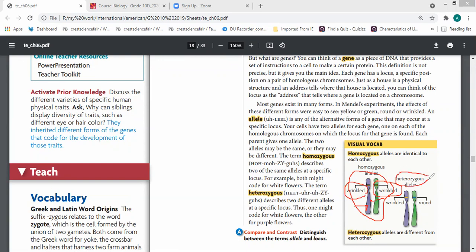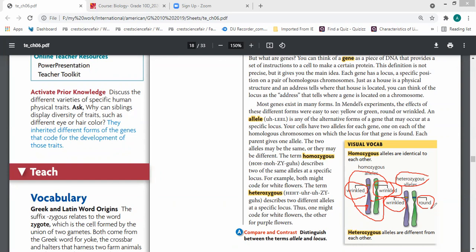Heterozygous alleles: when you inherit the same gene from the two parents, but in different forms. The first one wrinkled, the second one round. Wrinkled and round represent the shape of the seed of the pea plant.